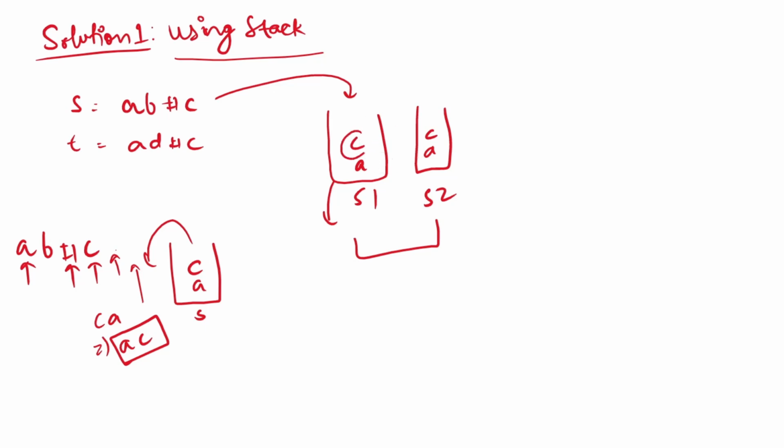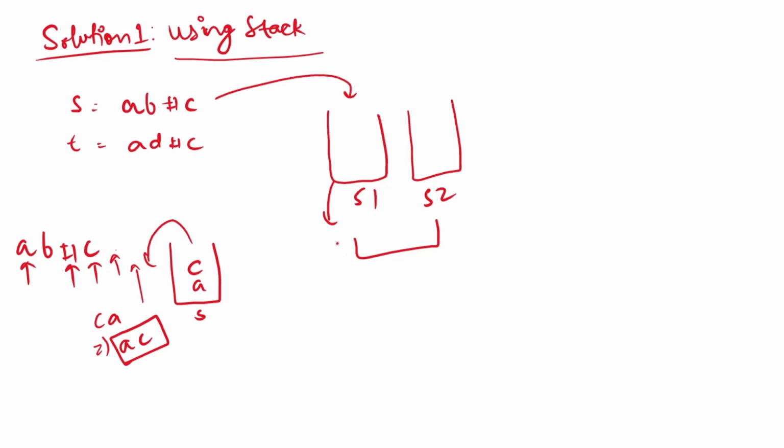So I will pop both of the top elements and check are they equal. If they are equal, then I will pop, otherwise I will return false. Then finally check are they equal. Yes, then I will pop. Now if both of them are empty, then I will return true, otherwise I will return false.